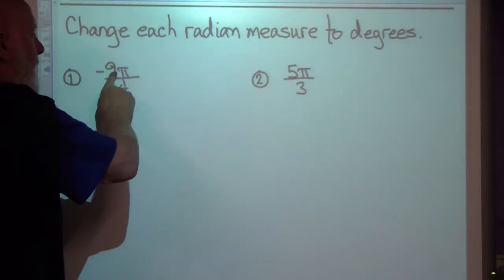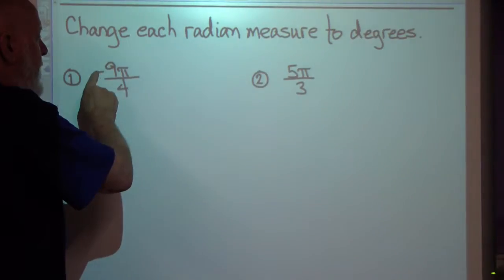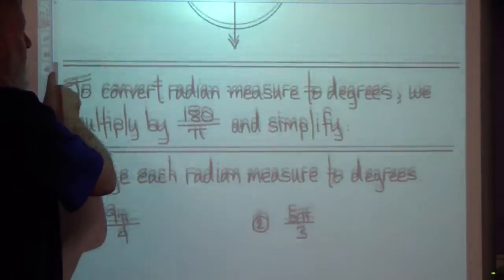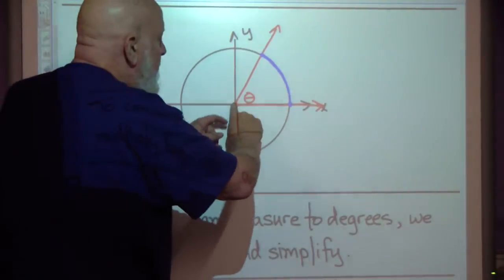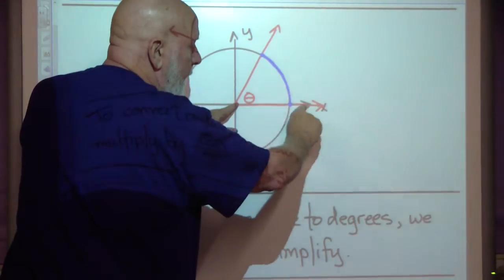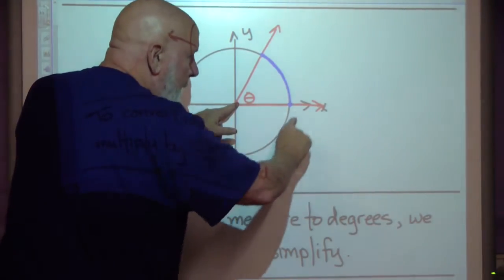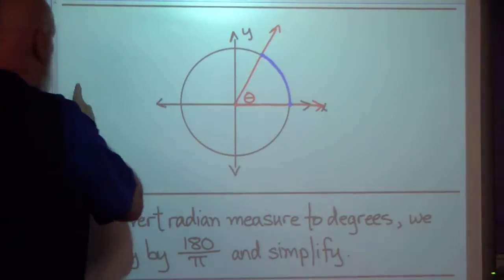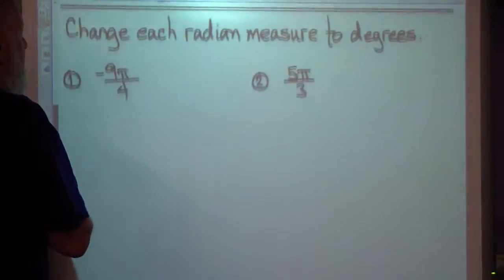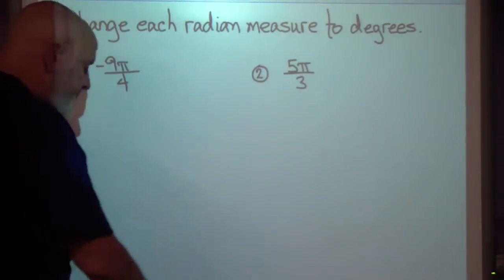Change each radian measure to degrees. This is negative 9 pi over 4. Remember that the negative just indicates the direction of rotation. We would be starting here, here would be our initial side, and we would rotate in this direction. That's negative rotation. That's all that minus sign means, just the direction of the rotation.